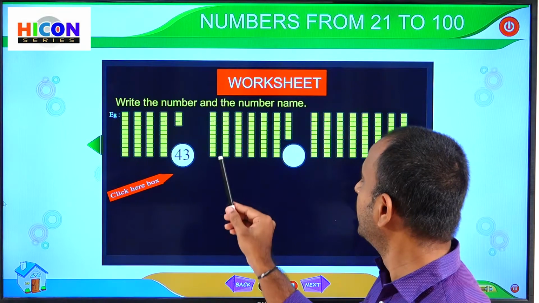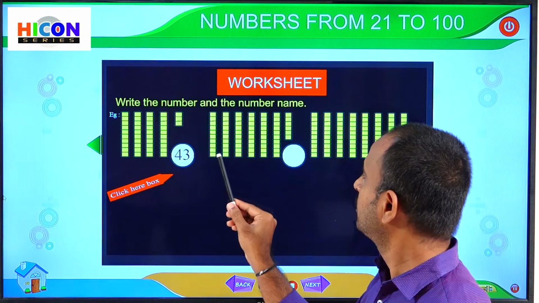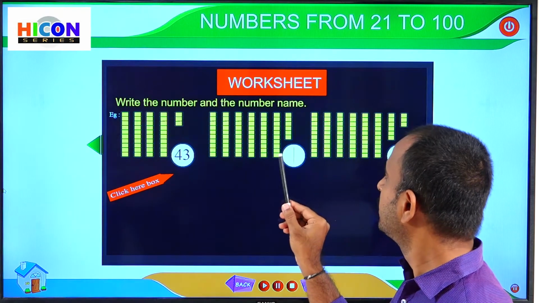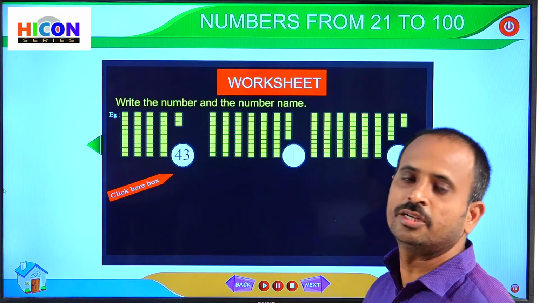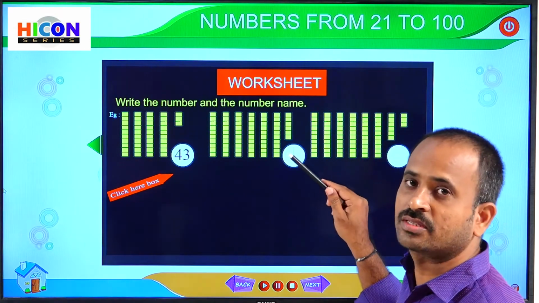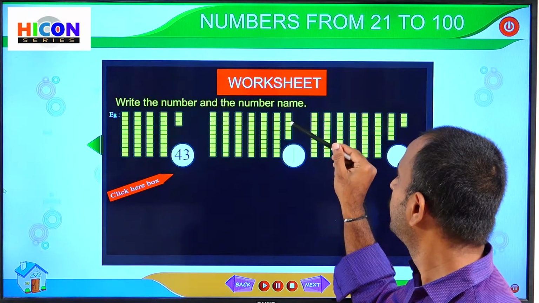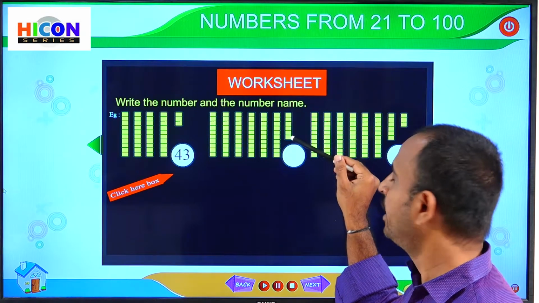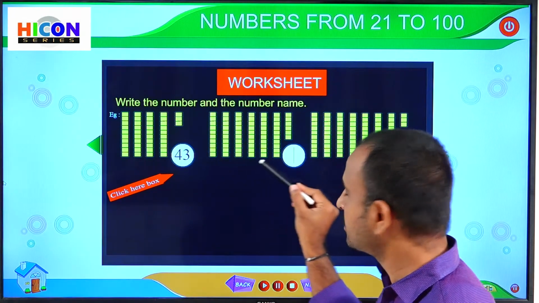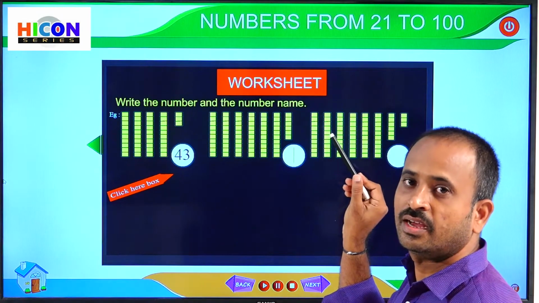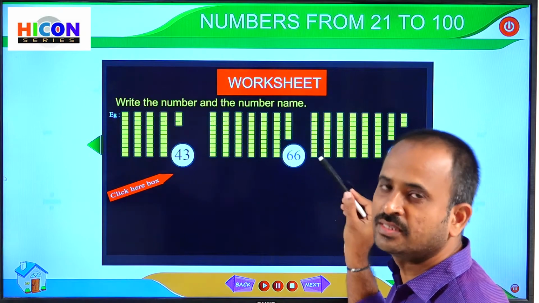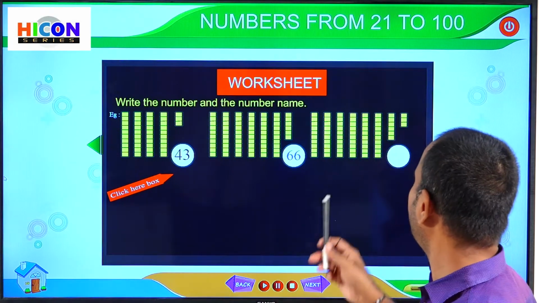So children, how many strips are there? 1, 2, 3, 4, 5, 6. So total there are 6 strips. That means there are 6 tens. And how many single blocks are there? 1, 2, 3, 4, 5 and 6. That means there are 6 ones. So 6 tens and 6 ones. And the number will be 6, 6. That is 66.